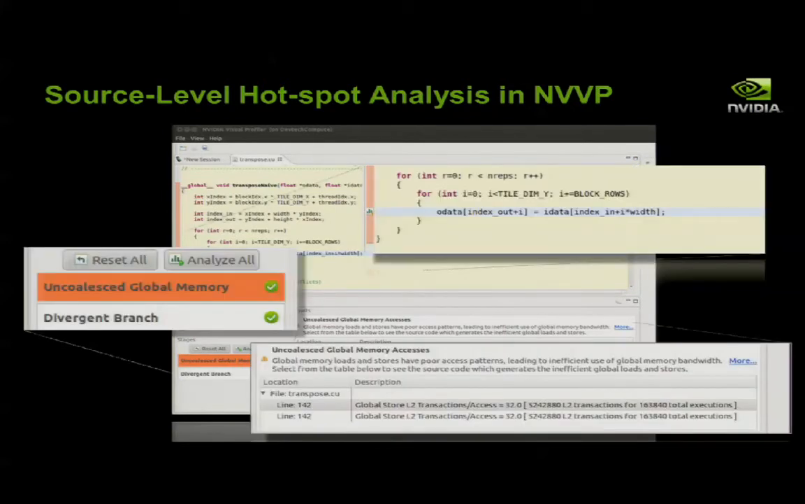I think I have it highlighted a bit. The tool can tell us that we have an uncoalesced global memory access. And it says that we have too many store transactions, that they are non-coalesced. And it can pinpoint us to the line in the source where this happens, which line was responsible for this inefficiency.